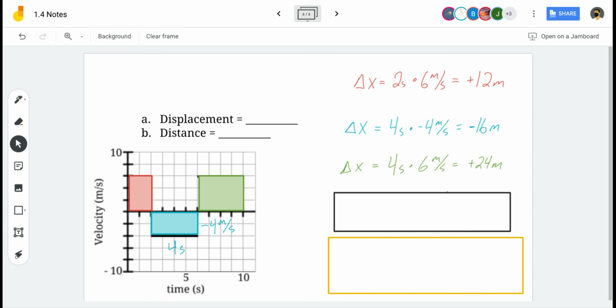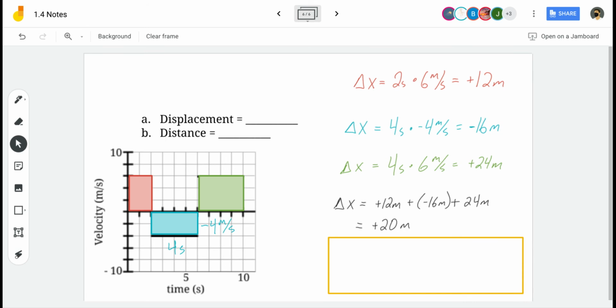But if the question were, what's the total displacement? Then we'd have to add all of those displacements together. So the total displacement is a positive 20 meters, because when we add up those positive areas and that negative area, and we retain all of their directions, the total is positive 20.